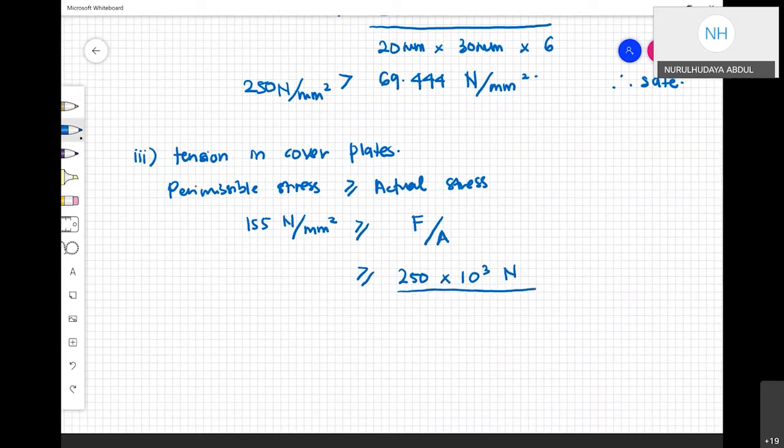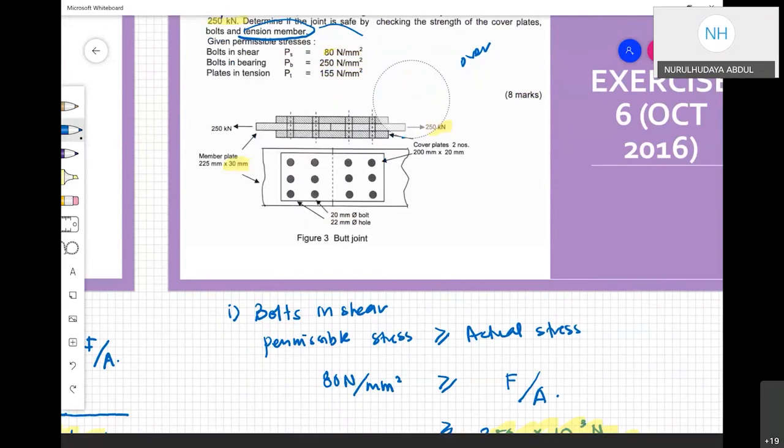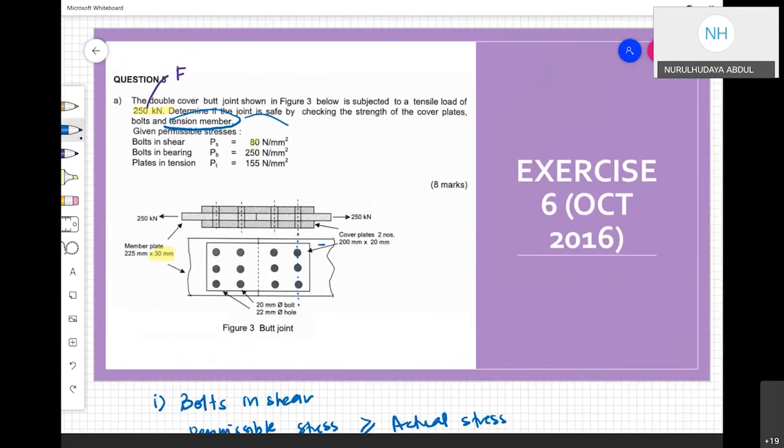Okay, which area? Macam mana nak kira area for this one? Now we have gambar macam ni. You have to cut it here. Potong kat sini. Kalau you tengok macam ni bila dia tulis like member plate 225 times 30, what does it mean? Okay, sebenarnya lebar ni 225. Tinggi dia adalah 30. Panjang ni we don't really care. Lebar dia 225 tu, so itu maksud dia. Okay, so now we cut here.